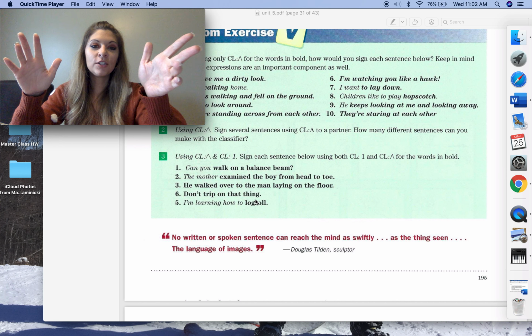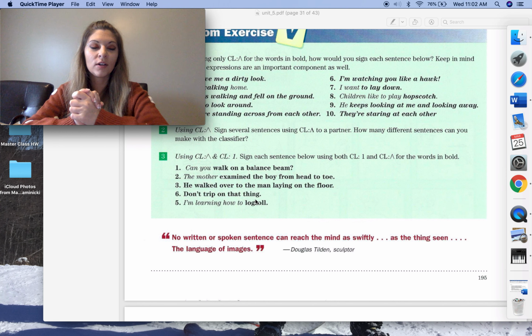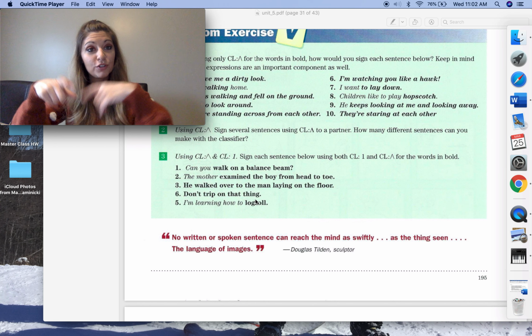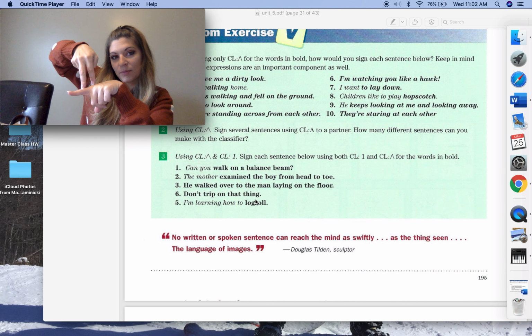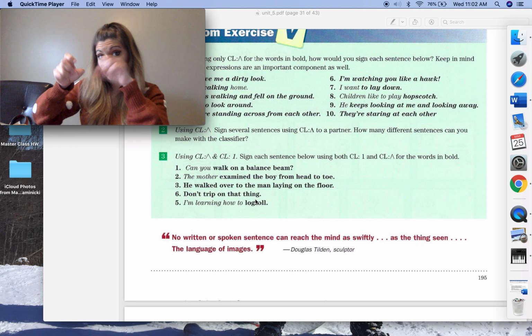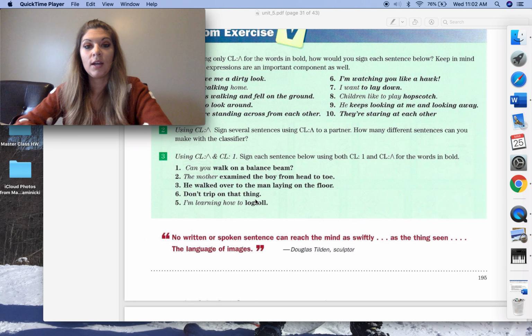Okay, so hopefully you've finished. So can you walk on a balance beam? It's a yes or no question, so your eyebrows should be up. You have your balance beam, which is your CL1, and then your upside down V. So like, can you?